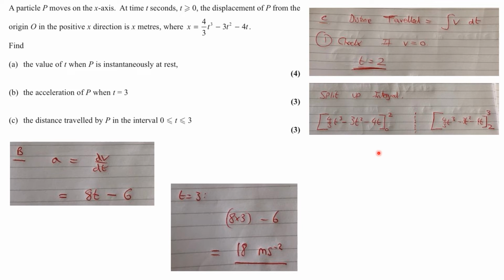Now, I mentioned also in the previous video that the reason for splitting up is that one of those results will be negative, and you'll have to remove the negative to work out the overall distance traveled. You would have lost that had you done it in one go, and unfortunately you would have got the incorrect answer.